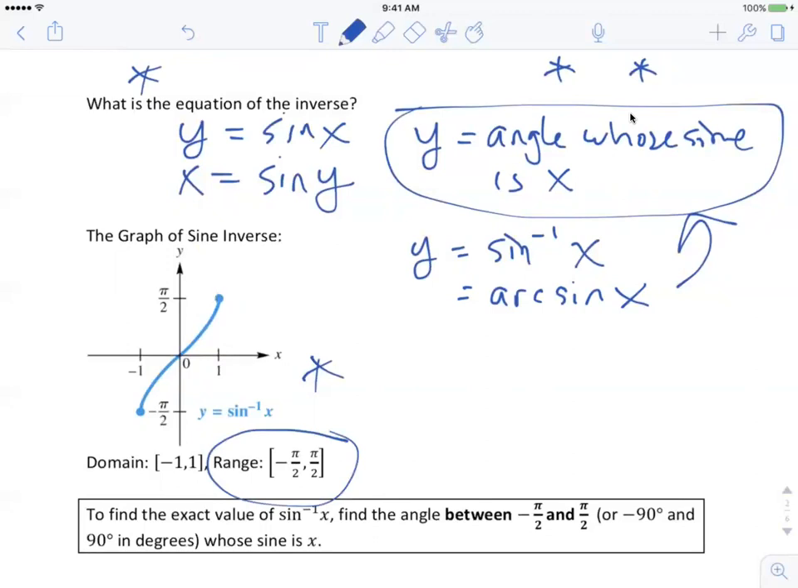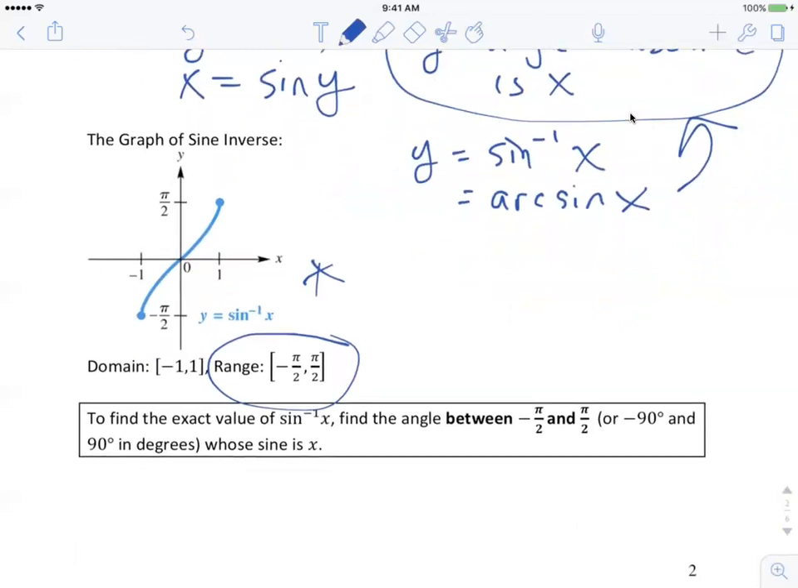Okay, so in the box, put it in a box, is probably important. It's basically what I said above, but now with that detail. To find the exact value of sine inverse x, find the angle between, so in that range, between negative pi over 2 and pi over 2, or if you're in degrees, negative 90 and 90, whose sine is x.